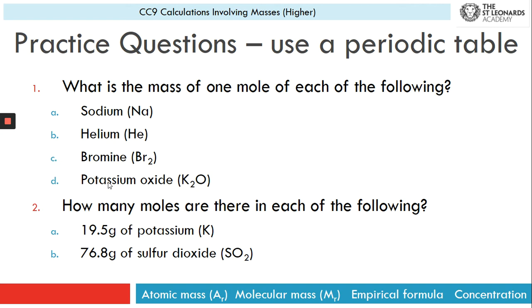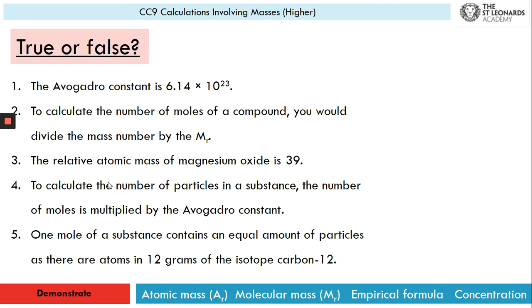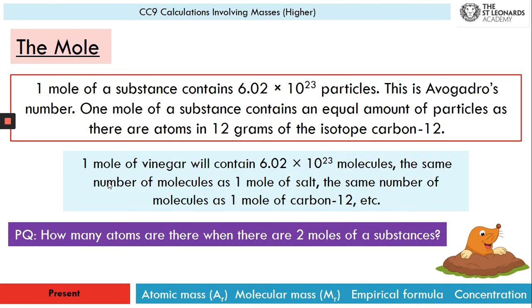One thing that I didn't actually go into that I will do, I'm just going to go back a few slides. So if we go to this slide here, in the red box you see it says 1 mole of a substance contains an equal amount of particles as there are atoms in 12 grams of the isotope carbon-12. Okay, so carbon has got an atomic mass of 12 and that means that 1 mole of carbon-12 will weigh 12 grams. Okay, it makes it really easy.